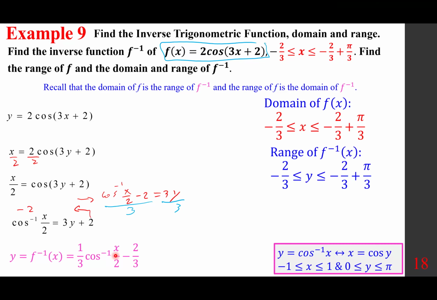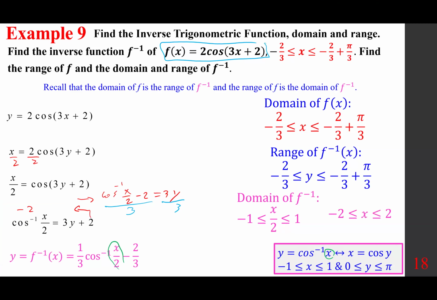Domain of f inverse, when you look at 1/3 cosine inverse of x over 2, this is the restriction, so x over 2 must be between -1 and 1, right? Cosine inverse of this expression happens to be x over 2. It's important to understand how we arrive at it. The expression here is x over 2. So x over 2 is between -1 and 1. Multiplying by 2, x is between -2 and 2.